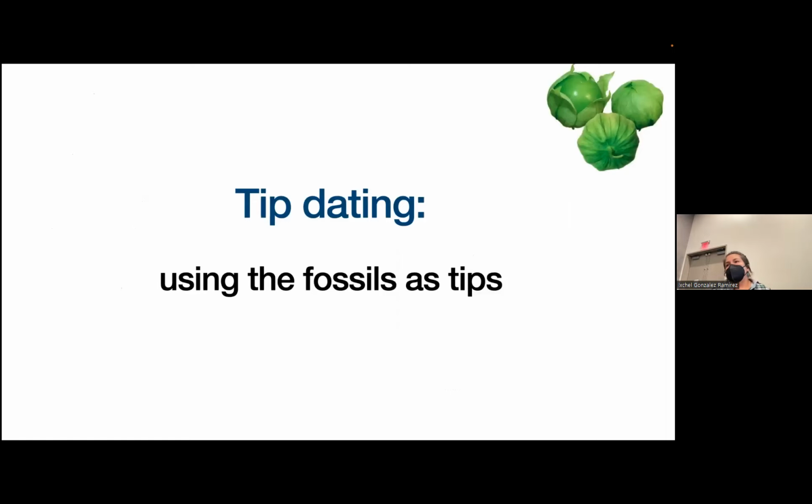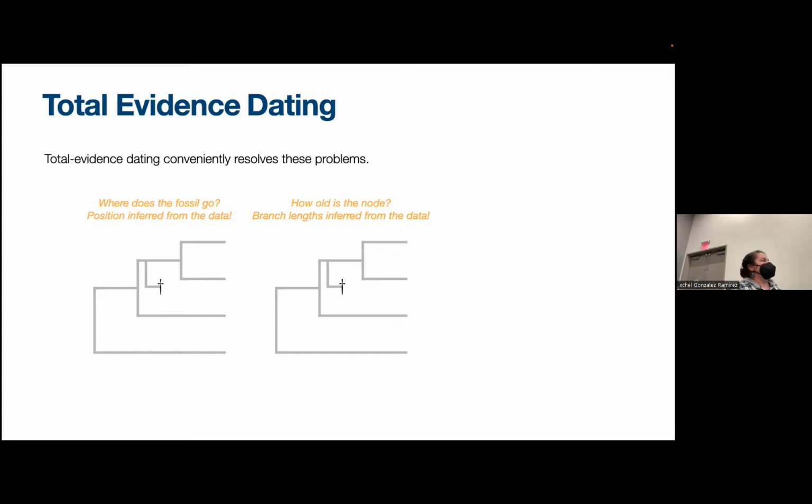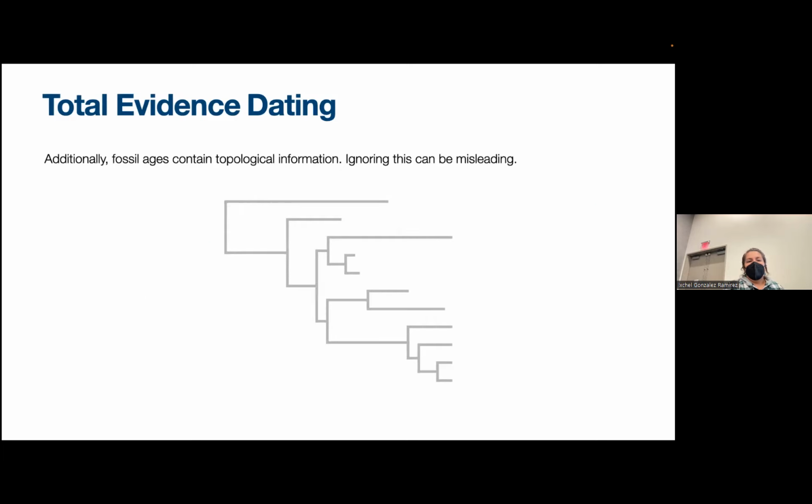So that is what tip dating does, right? We use the fossils as tips rather than putting them on nodes. All the problems I mentioned are solved by tip dating. So the problem of where the fossil goes is inferred from the data. How old the node is is also inferred from the data. And what if I have multiple fossils? No problem. I can put all of them in my analysis. Does that make sense? So I hope at this point you're convinced that tip dating is a good approach.